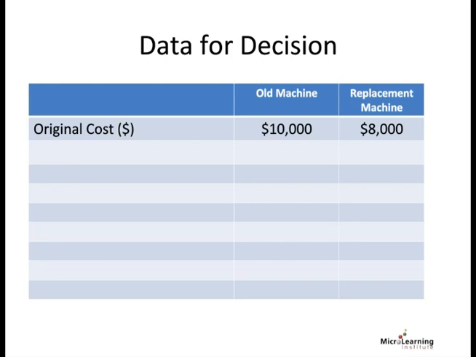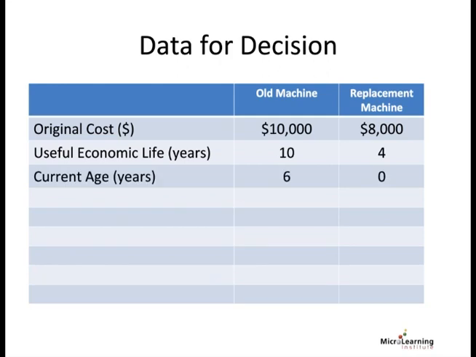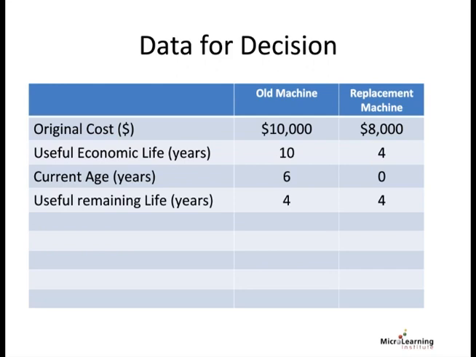Firstly, we will know the original cost of the two machines. In our example, the old machine cost $10,000, while the proposed replacement machine will cost $8,000. The useful economic life of the old machine was 10 years, while the useful economic life of the proposed replacement is 4 years. The current age of the old machine is 6 years, whereas the proposed replacement machine has a current age of 0 years as we have not purchased it yet. Consequently, the remaining useful lives of each machine are 4 years.